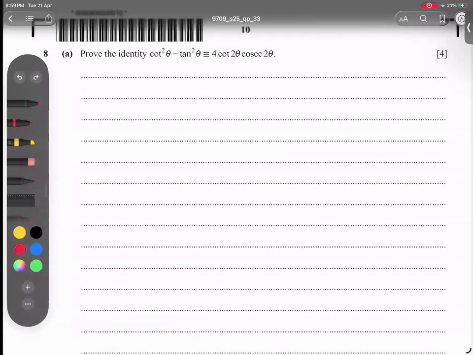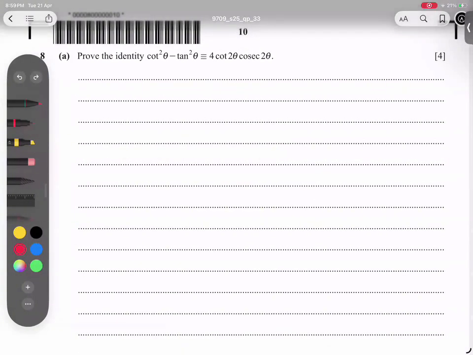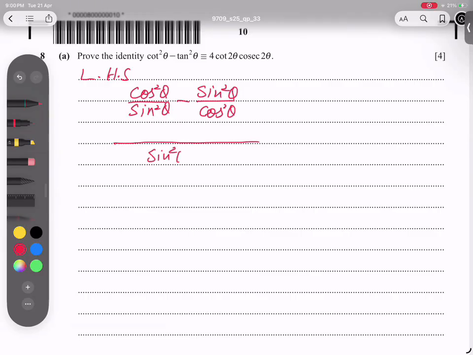Question number 8, topic is proving identities. So left hand side, I'm starting. So cot, what is the cot, students? Cos squared theta over sine squared theta. And tan is sine squared over cos squared. If I take LCM, students, what will happen? So sine squared theta into cos squared theta. It multiplies by this butterfly method. I get cos 4 theta minus sine 4 theta.